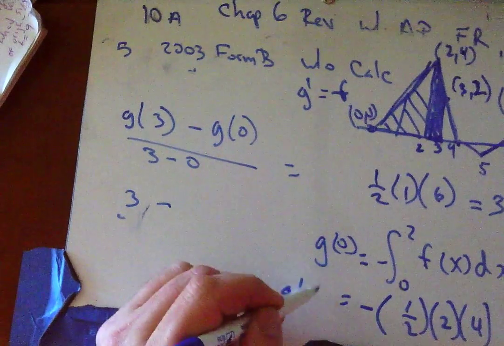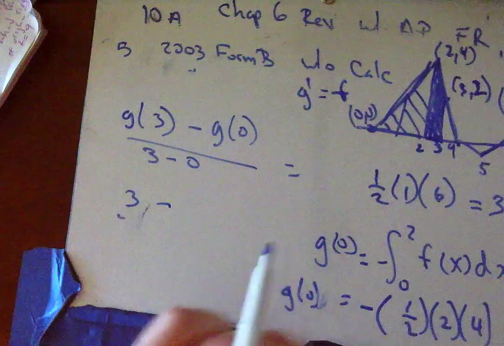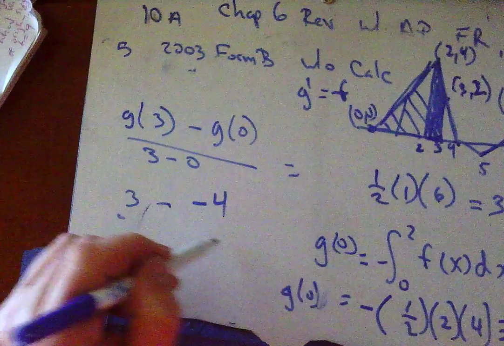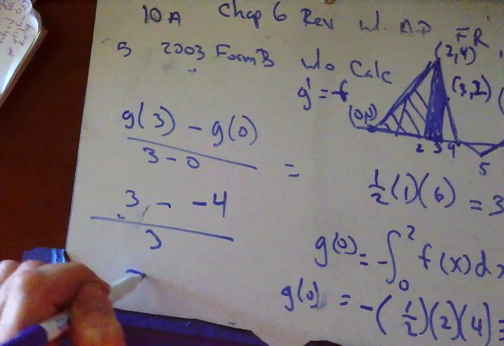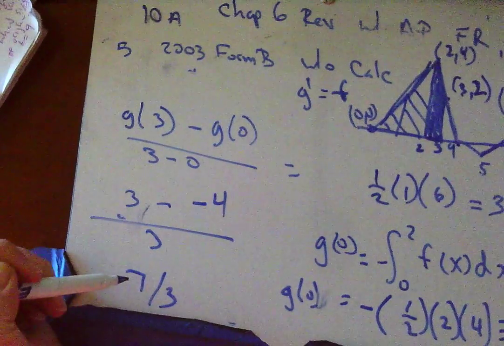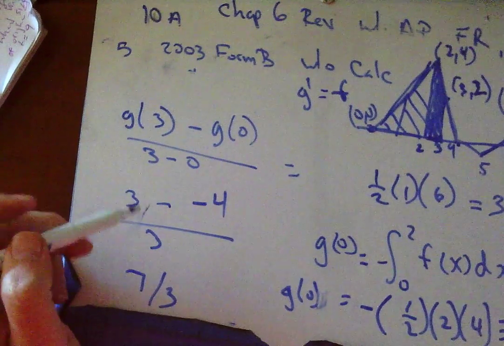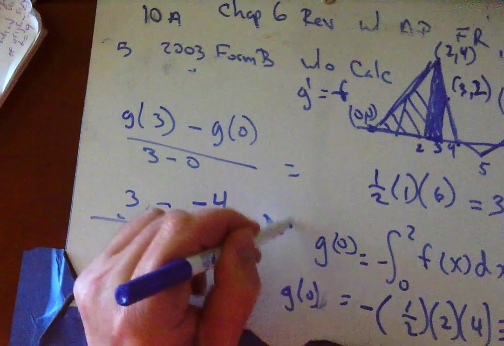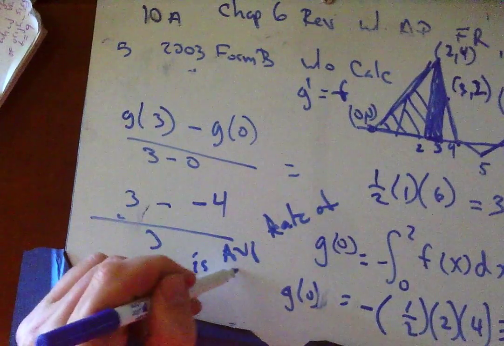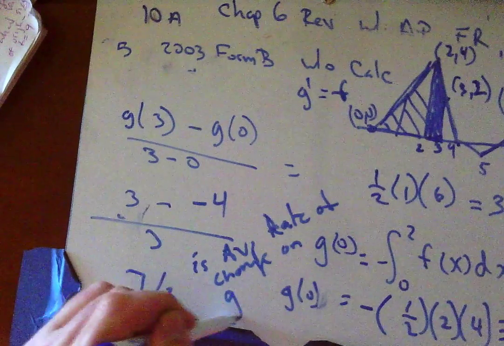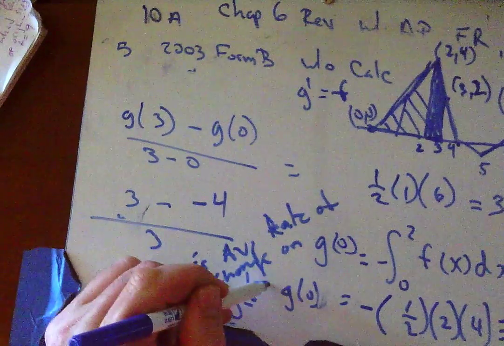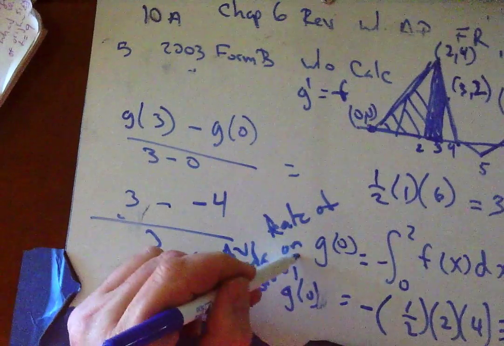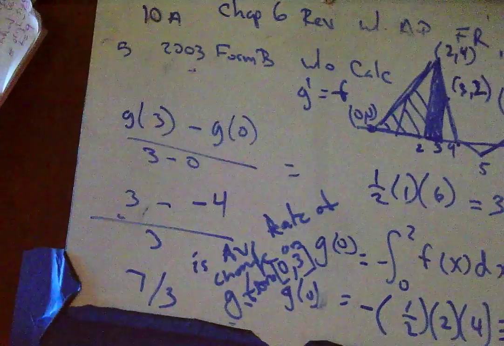So G of 0 equals -4. So minus 4 over 3. And so I end up with 7/3. That's my average rate of change on G from 0 to 3. Good.